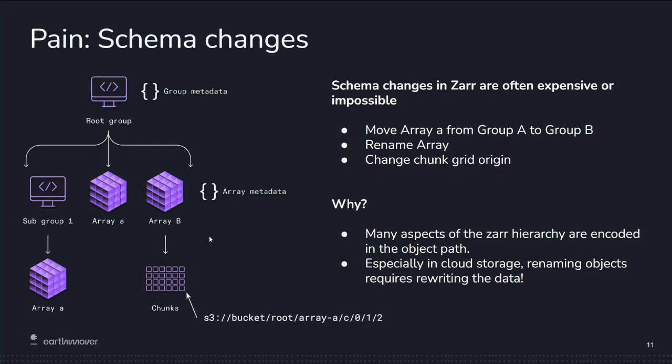And then finally, schema changes are really hard. You have this arbitrarily shaped hierarchy of arrays inside of groups, and moving data around inside of that hierarchy, changing things like the name of an array, changing the chunk grid and how it's laid out, all of these are hard. Mostly that's because we use the storage backend for some of the encoding, right? So the name of the chunk is just a key in S3. And so if you want to move that array, you have to move all the chunks too. And that could mean moving petabytes of data.